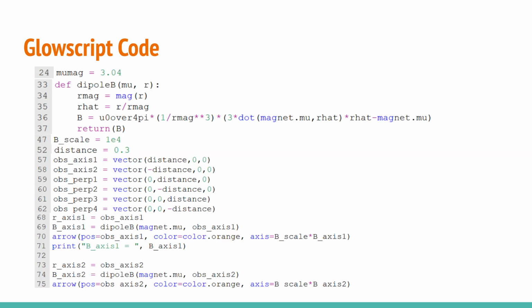Here's the GlowScript code. I've attached all the information that I changed. As you can see, the mu, the magnetic dipole moment, is 3.04. I've defined my dipole B function. My B scale was 1 times e to the 4th. My distance was 0.3. You can see I made my vectors for the distance, negative distance, and following. We have our axes set. And at the end, we have our arrows for our observation locations.